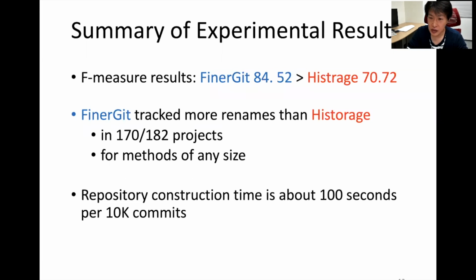This is a journal paper, so we have evaluated our proposed technique from several points of view. This slide shows a summary of the experimental result. FinerGit's F-measure in the best case was 84%, while Historage's F-measure was 70%. And we confirmed that FinerGit tracked more renames than Historage in 170 out of 182 target projects and for methods of any size. And the repository construction time of FinerGit was about 100 seconds per 10 kilo commits.